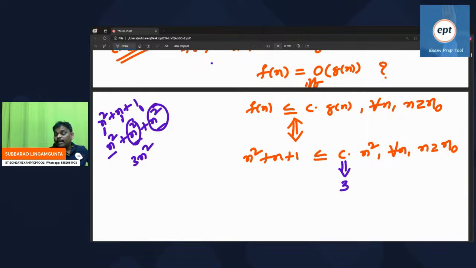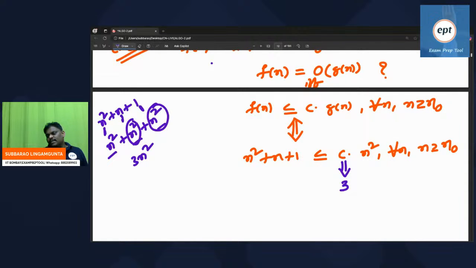C is saying that I can help you by a constant factor. If you need constant help, I can help you. So the left side is n square plus n plus 1, and the right side is 3n square. So the right side is bigger. C is saying that at any point of time, if you want constant help, I am going to help you. It looked like comparing left and right, the left was bigger, but I want to prove the right bigger.